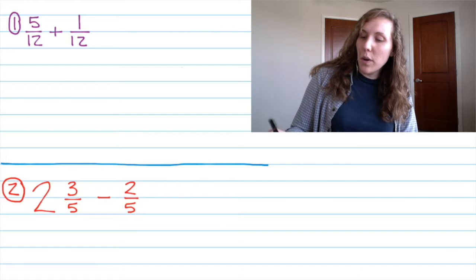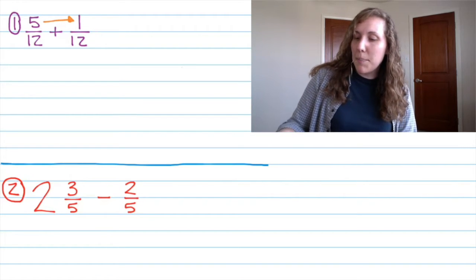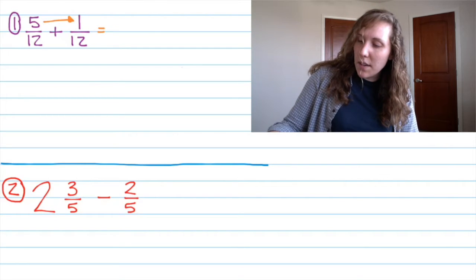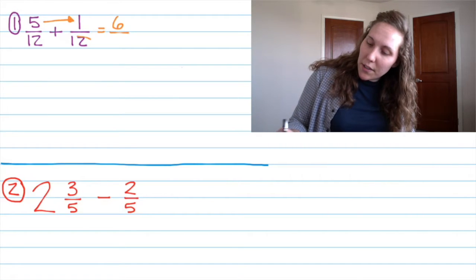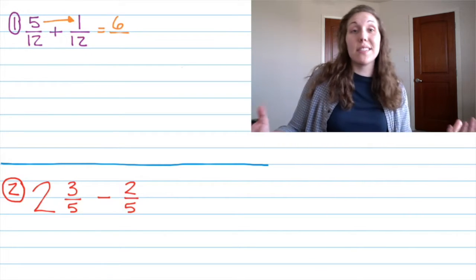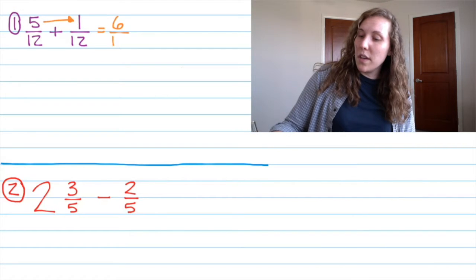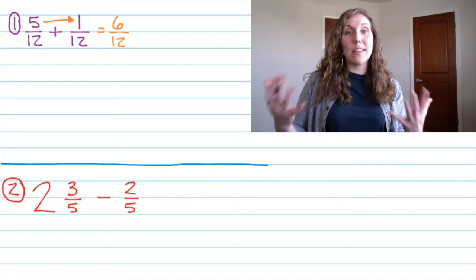So when they do, we actually just get to add the numerators, these top numbers, across. Super easy. So 5 plus 1 gives us 6. And then what we do with the denominators, these bottom numbers, is they actually just stay whatever they are. So in this case, they're both 12, so they just stay 12. We do not add them together. We don't subtract them. They just stay what they are.